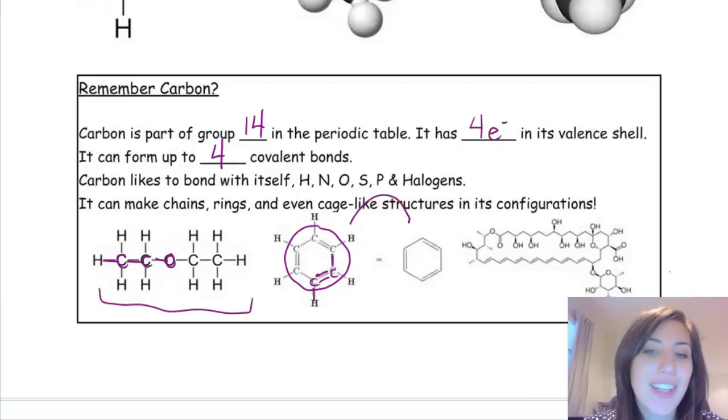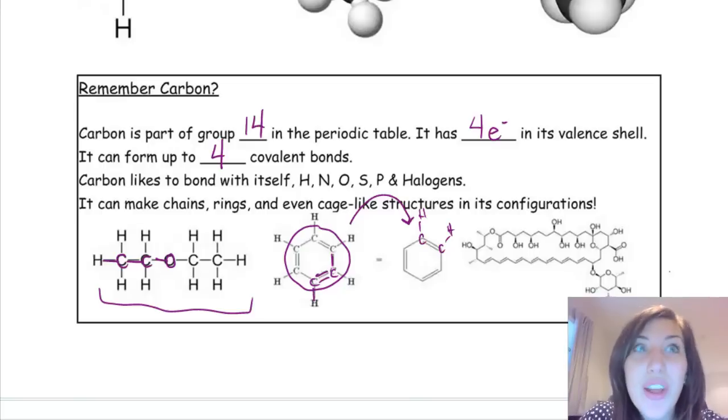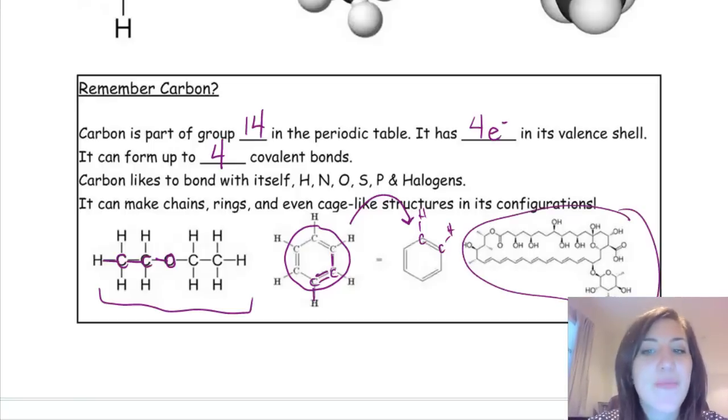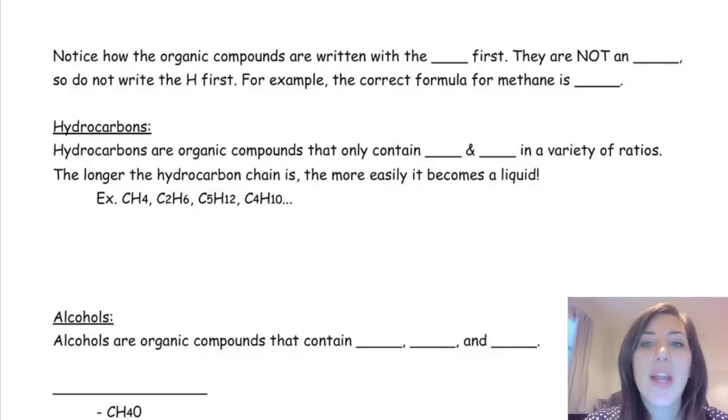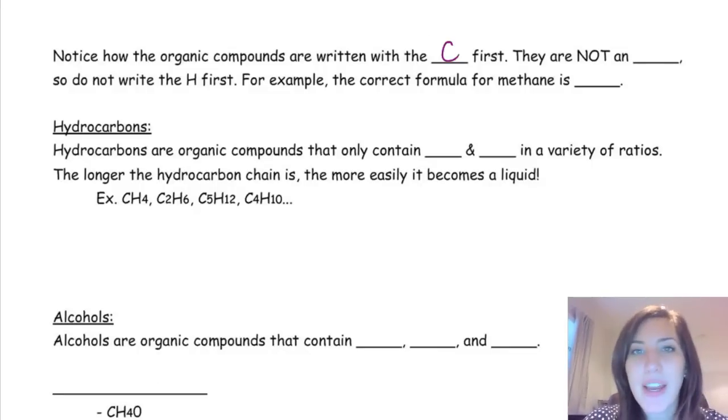This can be represented like so. So when you get to drawing them a lot, you don't even need to write the letters. You just know that there are C's here and that all those extra bonds would be hydrogen bonds. Or you can get really complicated cage-like structures or different webs of all of these different carbons all attached to each other here. Notice how the organic compounds are written with the carbon first.